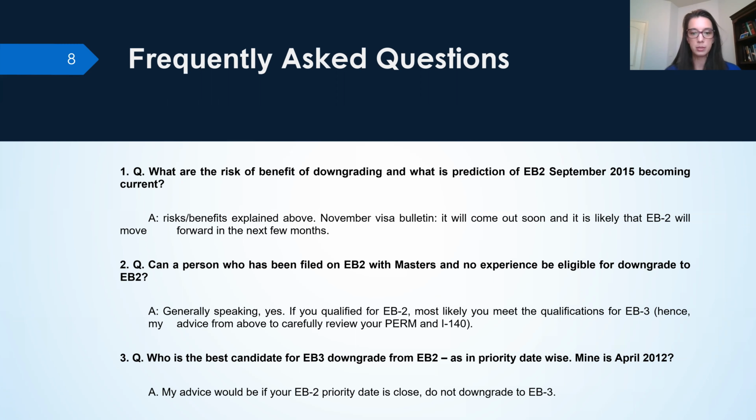Number 2: can a person who has been filed on EB2 with a master's and no experience be eligible for downgrade to EB3? Generally speaking, yes. The consensus is if you qualified for EB2, most likely you will meet the qualifications for EB3 as well. But that's why my advice from above is to carefully review your PERM and I-140, the initial one, just to make sure that you would qualify for EB3. Most of the people who qualify for EB2 also qualify for EB3.